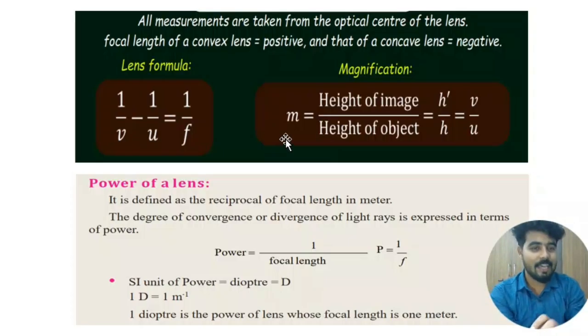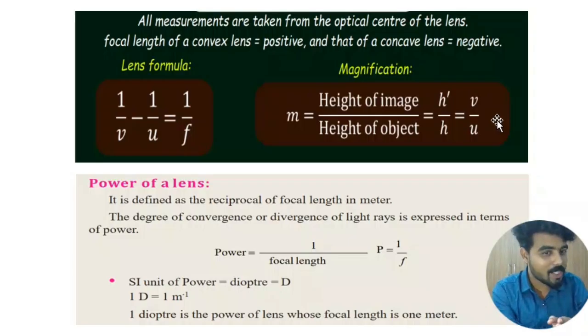Here m is equal to height of the image divided by height of the object. So we can write it as v by u, or h dash by h, or hi by ho. In the mirror formula, magnification m is equal to minus v by u. Here it is v by u. I already told that the mirror is directly opposite to the lens.